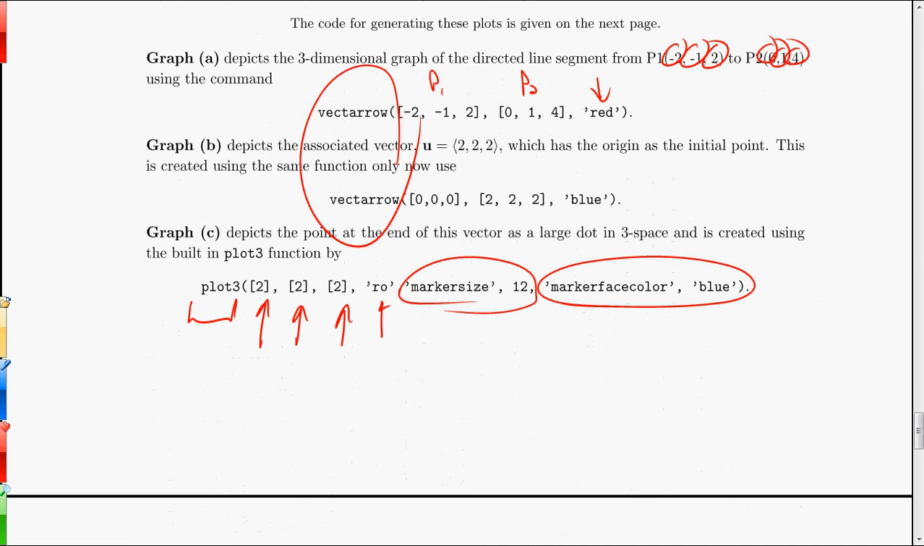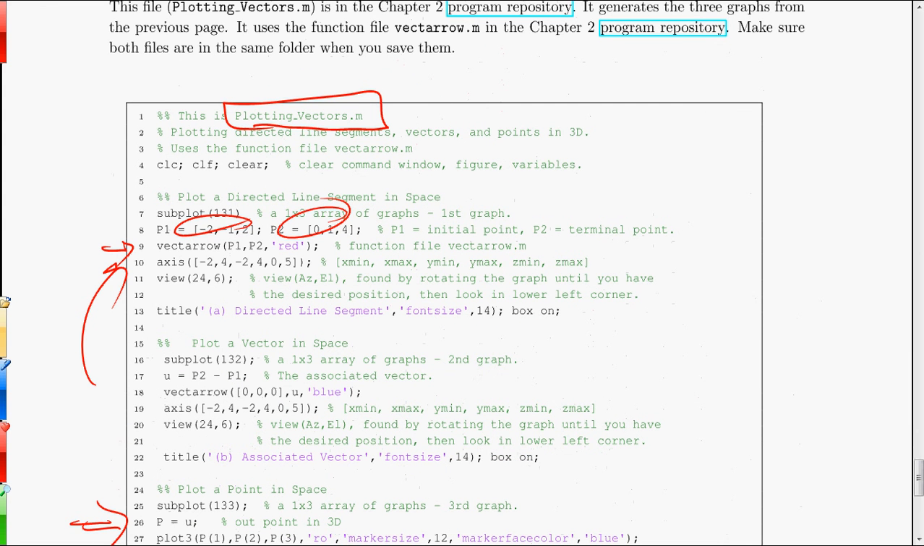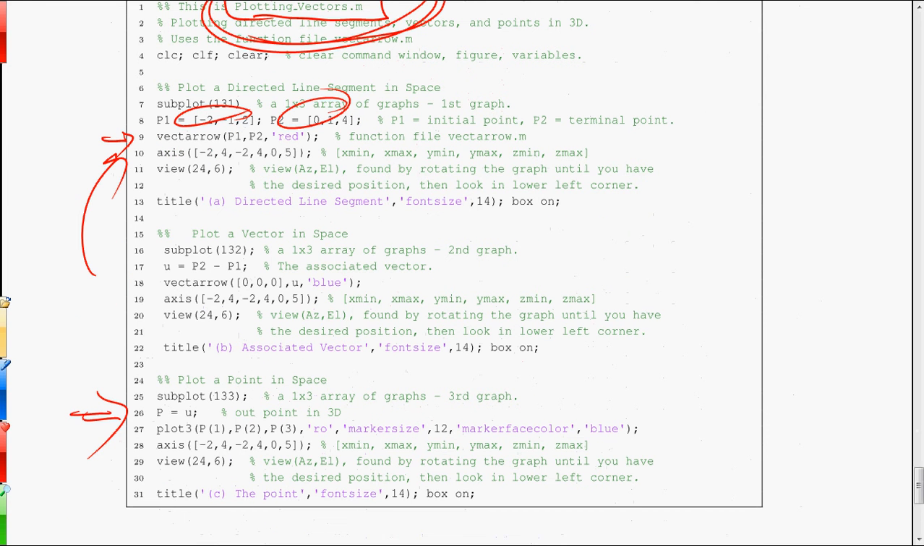All right, so that wraps up Chapter 2.2. Again, don't be afraid to go to the Chapter 2 repository, grab this file, and play around with it. Change these values, see what they look like. You can rotate the 3D graph to see how it looks as you move it around.